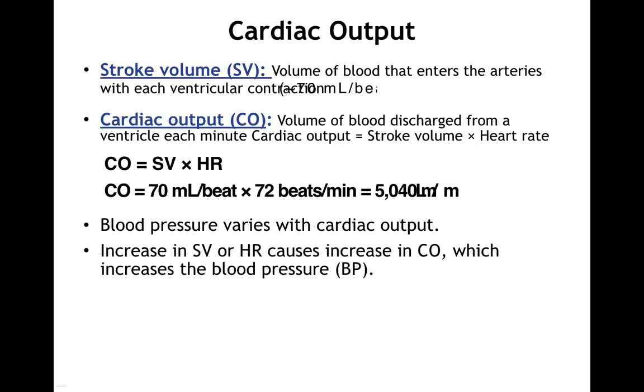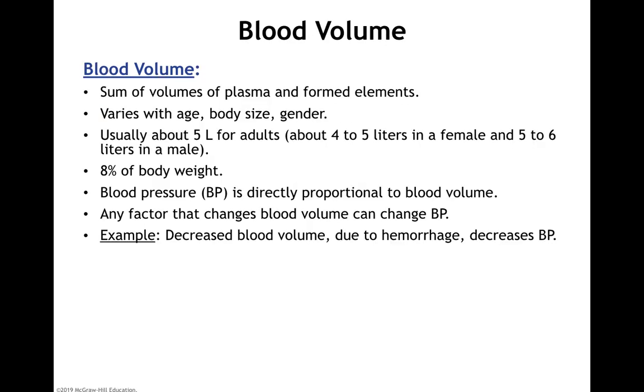So stroke volume is the volume of blood that enters the artery with each ventricular contraction. Cardiac output is the volume of blood discharged from the ventricles for each minute. Blood pressure is going to vary with cardiac output. Increasing the stroke volume or the heart rate increases cardiac output, which increases blood pressures.